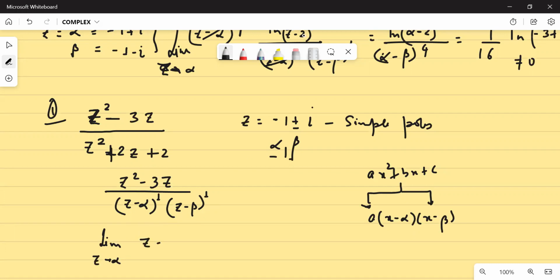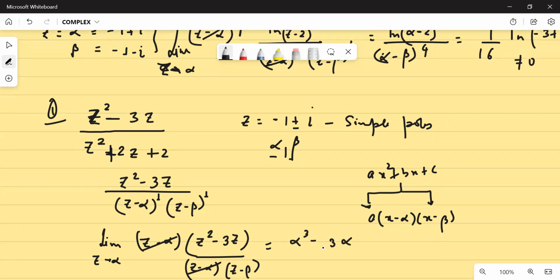What I've done is simply multiplied z minus alpha to f(z). So f(z) is this. z minus alpha gets cancelled with z minus alpha, and you're left with alpha square minus 3 alpha divided by alpha minus beta, and it is fairly easy to see that this is non-zero. So z minus alpha when multiplied with f(z) and taking the limit z tends to alpha gives you a non-zero value, which implies z equals alpha is a simple pole. This is a simple pole. Indeed, you will find that beta is also a simple pole.